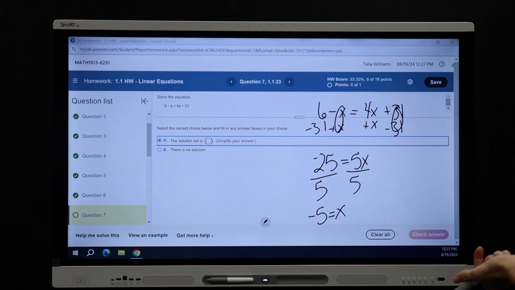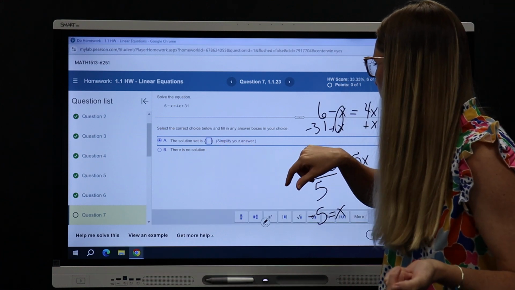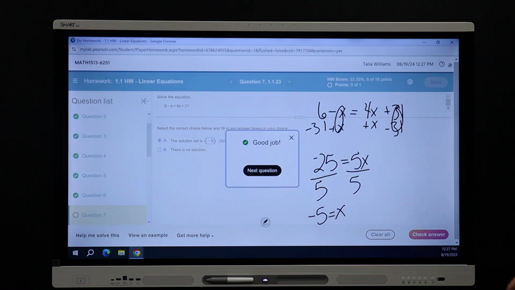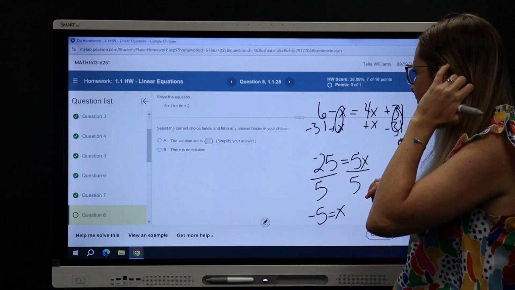I was checking the problem in my head. I know there's going to be some of the extraneous ones in a minute. Our answer is negative 5. And I'll show you what it is because I'm pretty sure they're in here.